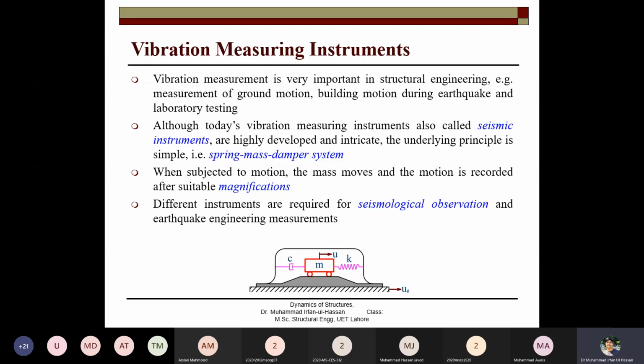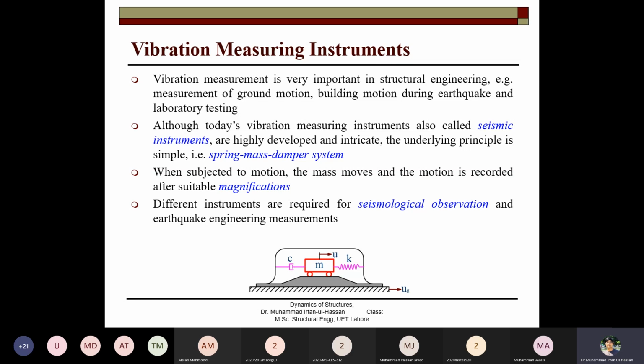Vibration measuring instruments are very important in structural engineering because whenever an earthquake is to be measured, vibration of any structure is to be measured, vibration of any machinery is to be measured, or measurement of ground motion, building motion, and also for laboratory testing, the vibration measuring instruments play a key role.